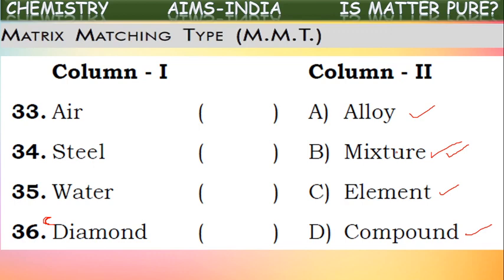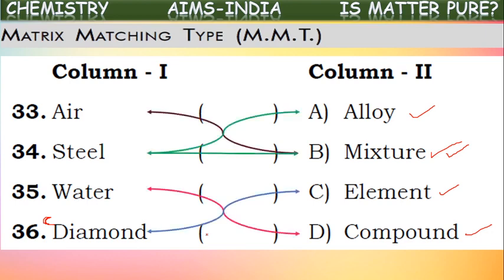Air is a mixture. Steel is a mixture as well as an alloy. Water is a compound. Diamond is an element. Try to match them properly now. Air is a mixture, steel is an alloy and a mixture, water is a compound, diamond is an element. Okay.